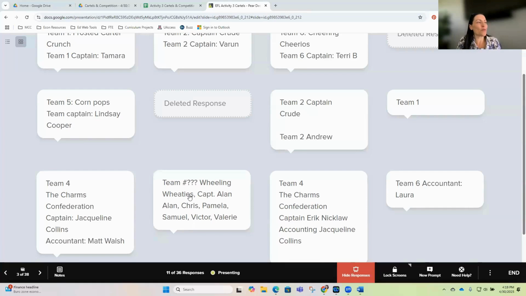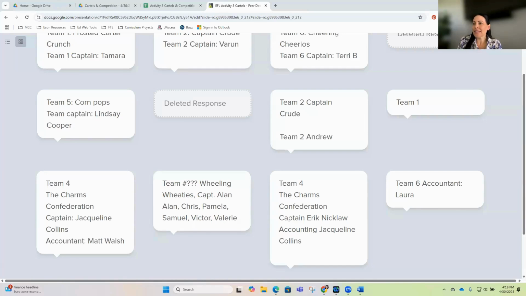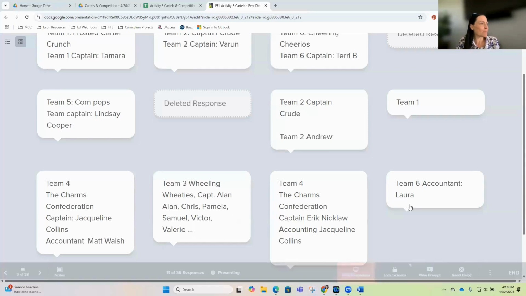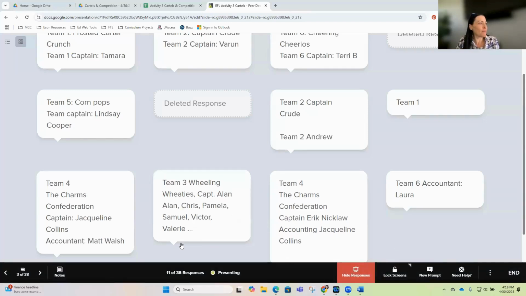And then who are the Wheeling Wheaties? Somebody raise your hand if you're from that team. Alan, okay. And Alan, you guys are on team group 3, team 3. And so the Wheeling Wheaties, in front of all your answers, you'll put team 3. That's your breakout room. And we have Alan as the captain and everybody else members. Who is going to be your accountant, Alan?